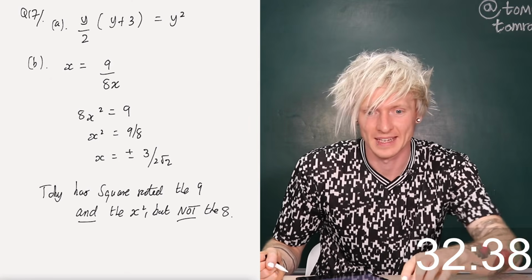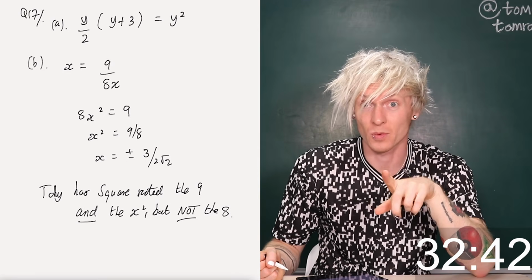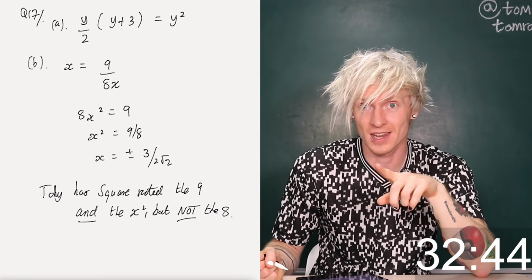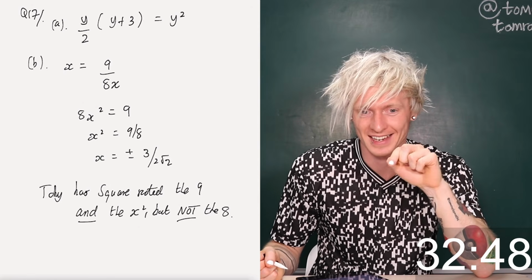Sorry, Toby. His error there was he said 8x squared is 9, and then he square rooted to get plus or minus 3, but the left-hand side needs to be root 8 times x.